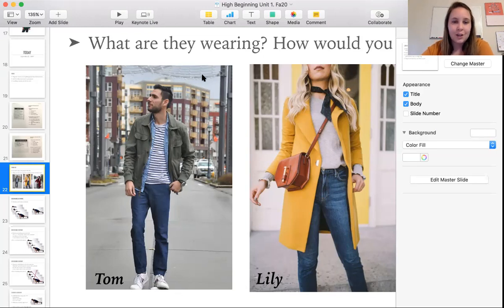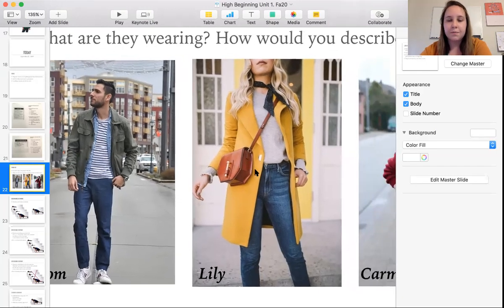Good. Good. What about his hair? Is it long or short? Good. What color is it? And then is it straight or curly? Okay, so all together, he has short, black, straight hair. Good. All right, let's look over at Lily now.